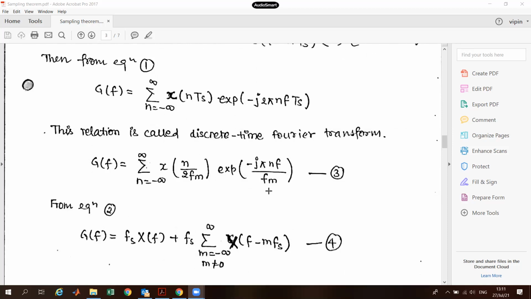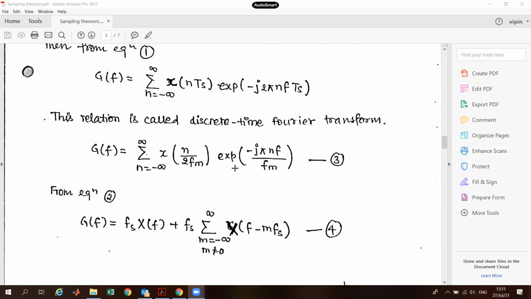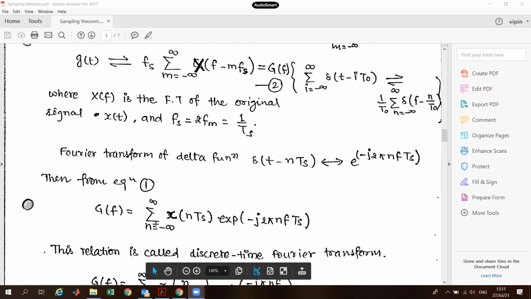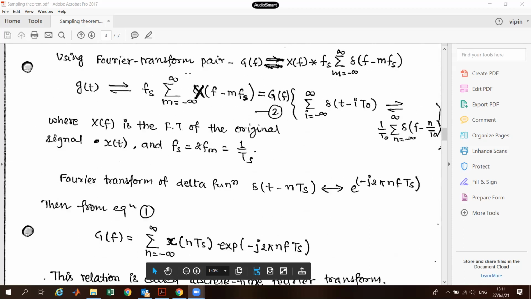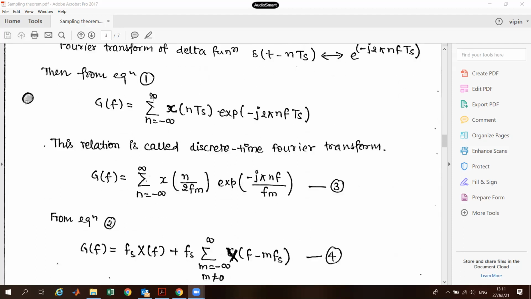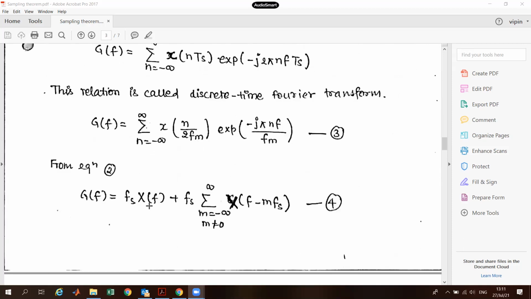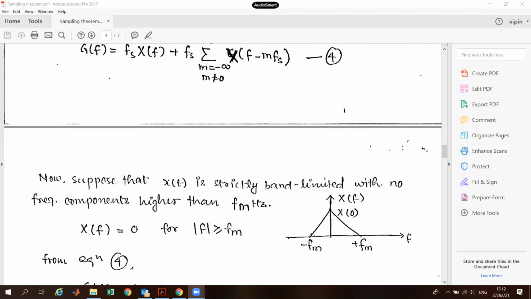So from equation 2, gf will be equal to fs times xf plus fs times the summation of this, where m should not be equal to 0. What has been done here is that m equal to 0 has been taken out. The summation is from minus infinity to infinity, so when m equals 0, it will be xf times fs. So that is fs times xf. And then the summation from minus infinity to infinity is represented here, but it's mentioned that m is not equal to 0.